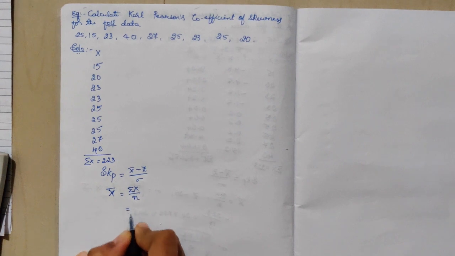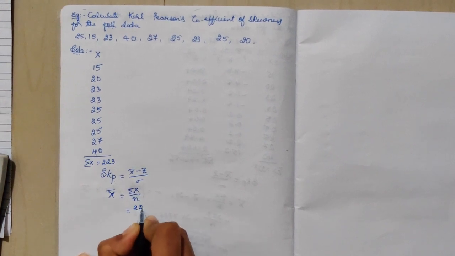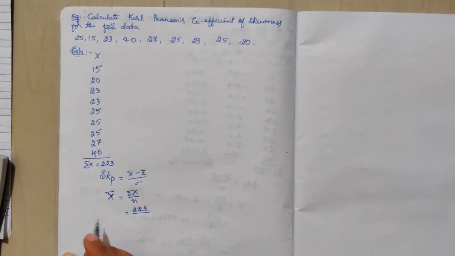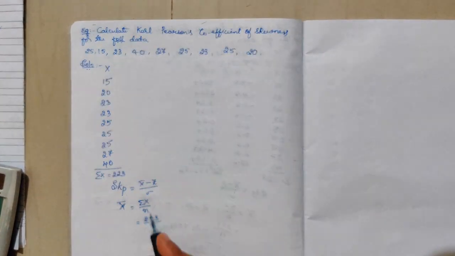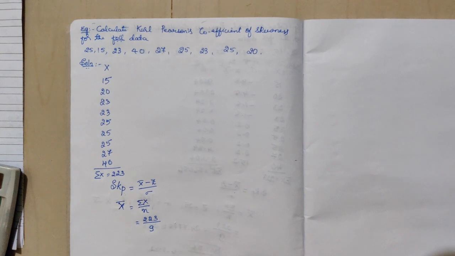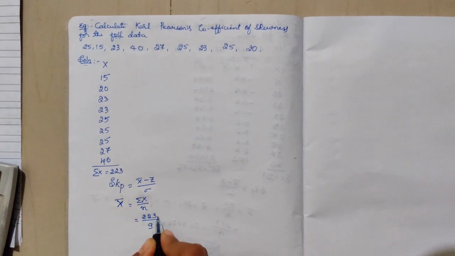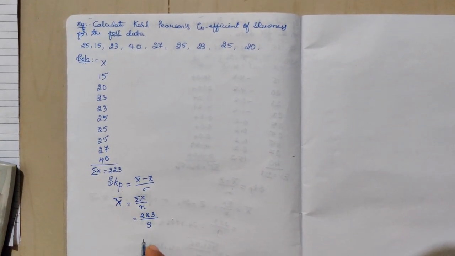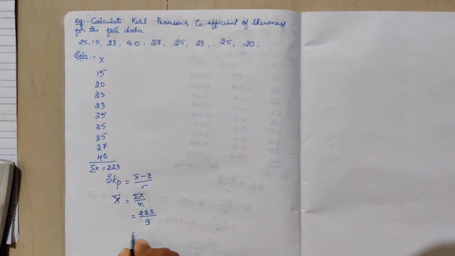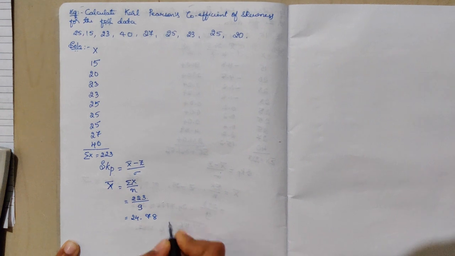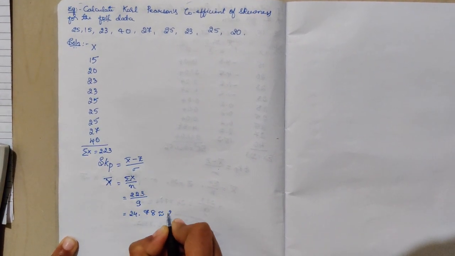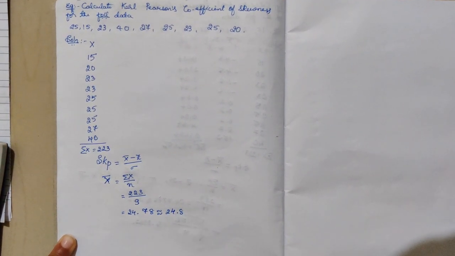Now substitute the values here, that is 223 divided by n, which is the number of data. The number of data they have given is 9, so we have to divide it by 9. So 223 divided by 9 is nothing but 24.78. So approximately we can consider the mean value as 24.8.